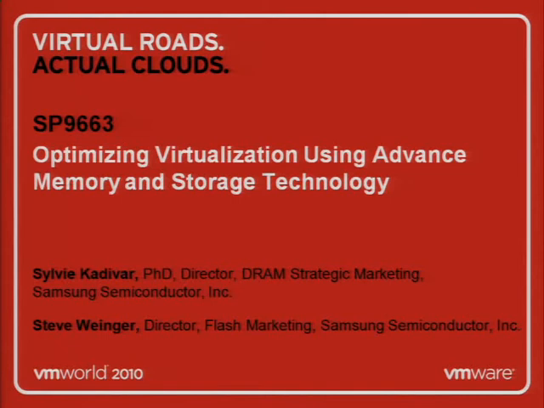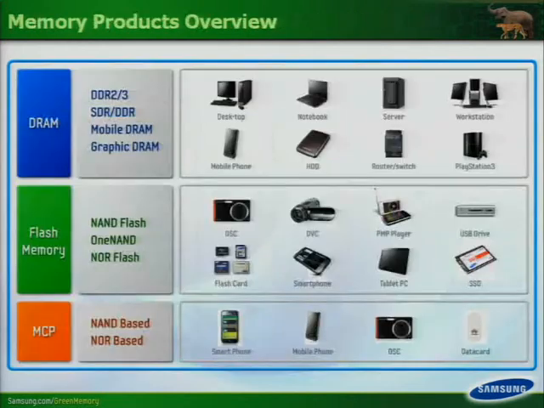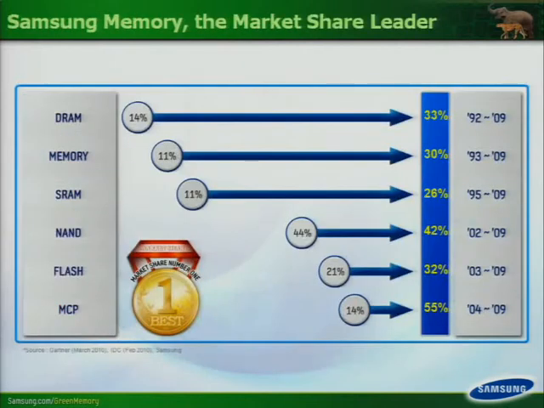Besides those and the phones and stuff, we're actually quite large in the semiconductor industry. We've been the number 2 semiconductor company since 2002. If you go further on that, we're basically a memory company. We make DRAM, we make NAND flash, and we make MCPs, which is a combination of these devices. We've been the number 1 memory supplier since 1993. And what we want to show you today is basically why memory and storage matter in a virtualized environment.